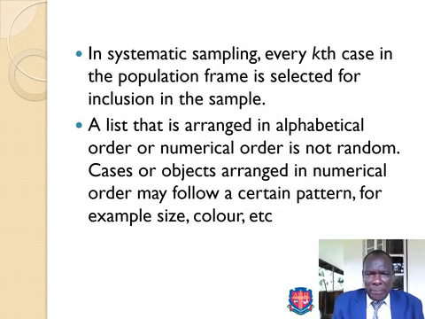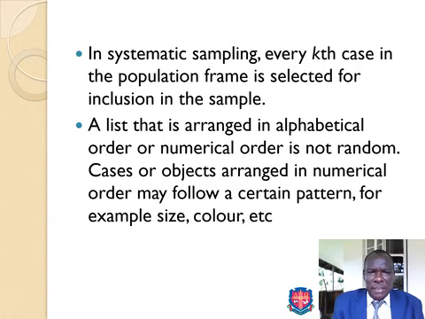In systematic sampling, every Kth case in the population frame is selected for inclusion in the sample. We had an example where every fifth person is selected. We have also got an example where every 12th person or every 24th person is selected. Those are the K cases.